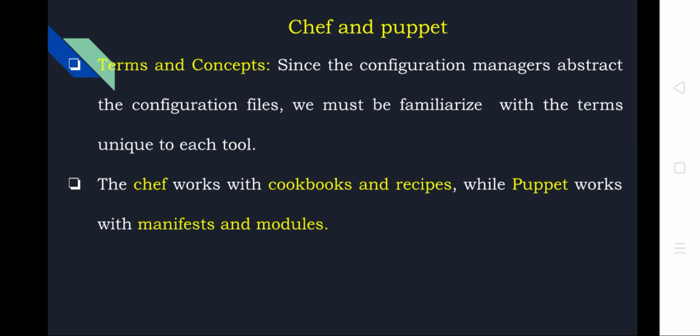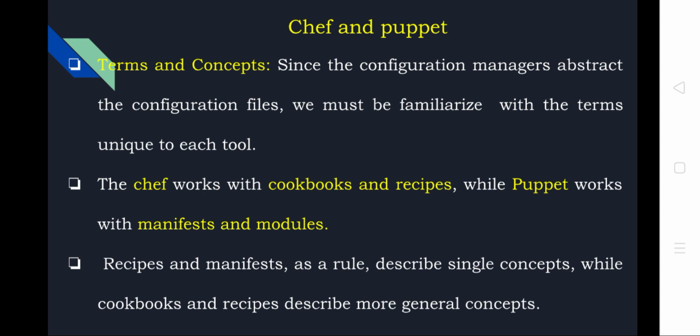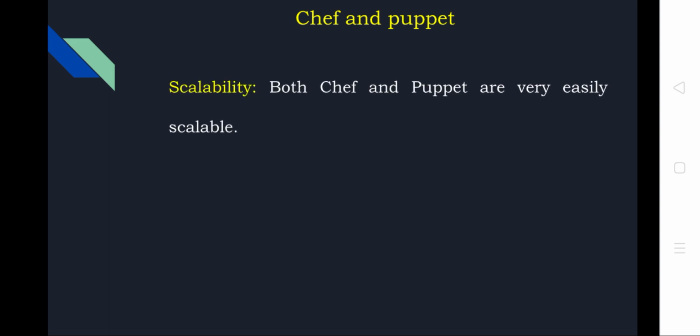As we have seen, Chef is able to convert the configuration infrastructure into reusable modules, which are called cookbooks and recipes, while Puppet uses the concept of manifests and modules. Let us see what these are. Recipes and manifests as a rule describe single concepts, by which the tool helps to administer the configuration, whereas cookbooks and modules describe more general concepts. All these come under the configuration tool.